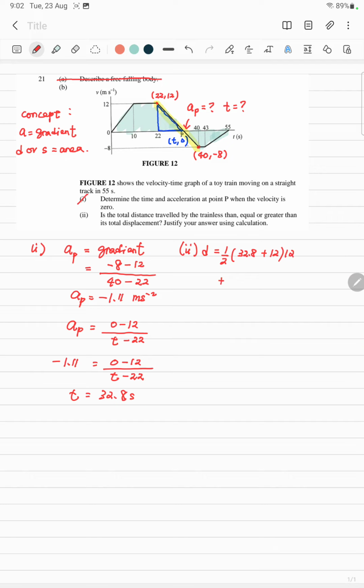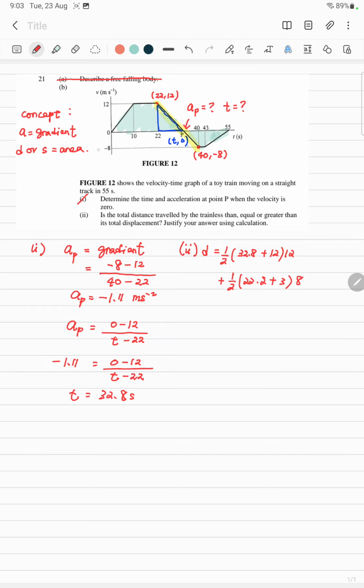Okay, campur dengan area of the trapezium dekat bawah ni. So we have half, 55 minus 32.8, so we have 22.2, plus width, this one, 43 minus 40 is 3. Okay, multiplied with the height of the trapezium, which is 8.